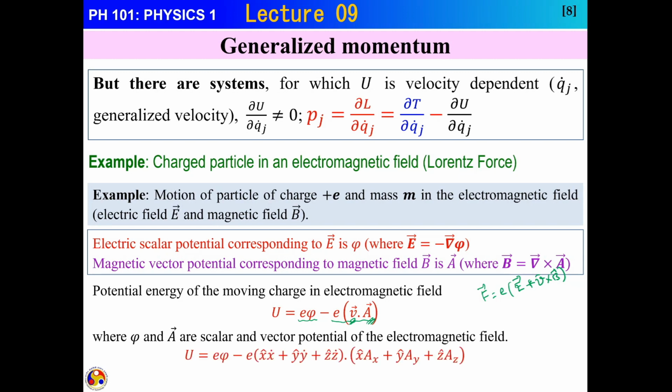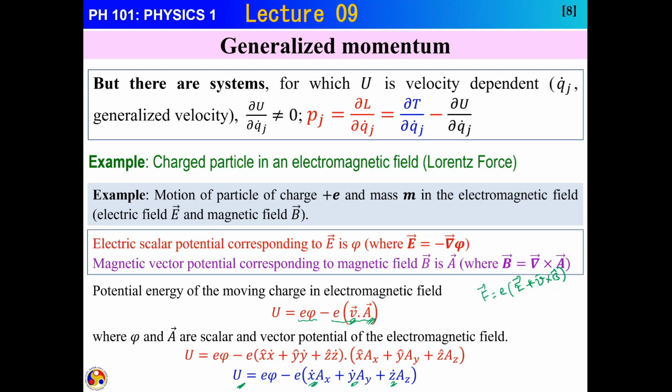So V is nothing but x dot x cap, y dot y cap, z dot z cap. Similarly, A in a given situation can be Ax x cap, Ay y cap, and Az z cap. Since a dot product is involved, this leads to U equals E phi minus E times x dot Ax plus y dot Ay plus z dot Az. Now you can see that the potential energy here has a component with the velocity.